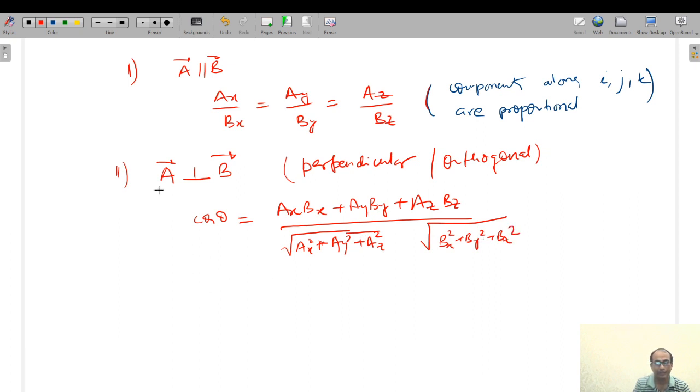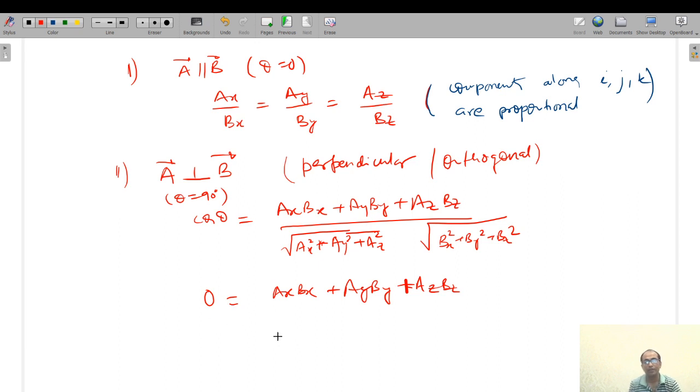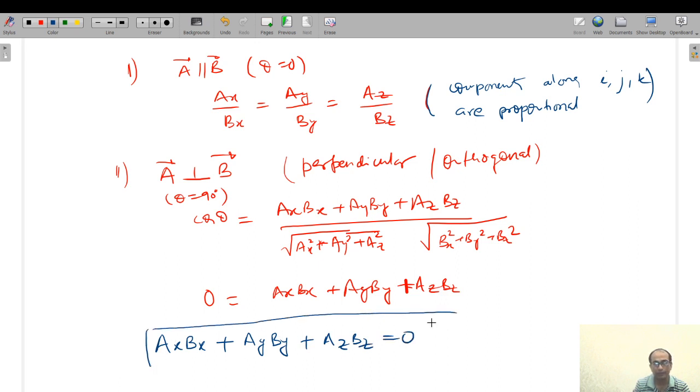So here theta was 0 and here theta is 90 degrees. So cos 90 is 0, right? So 0 is equal to ax bx plus ay by plus az bz, and the denominator will multiply to 0 and vanish. So this is the criteria for two vectors to be perpendicular in Cartesian form. यदि आप ax bx कंप्यूट कीजिए, ay by कंप्यूट कीजिए and az bz कंप्यूट कीजिए and add them. If the sum is 0, then vectors are what? They are perpendicular.